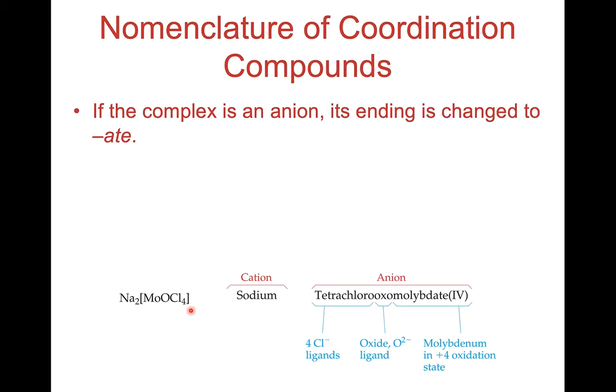Let's see if that makes sense. There's 4 chlorides, so that's 4 minus. An oxo is 2 minus. Okay, so that's 6 minus from the ligands. And then there's 2 plus out here from the sodiums. And so the molybdenum needs to be 4+ in order for the whole complex to be neutral.